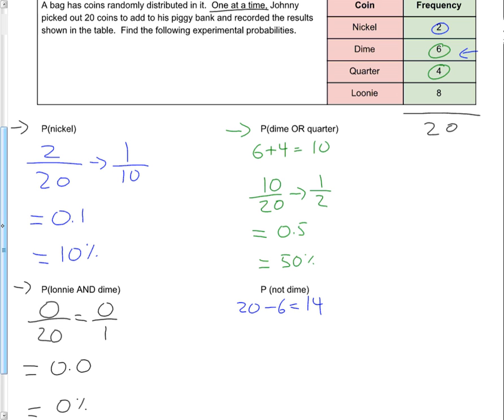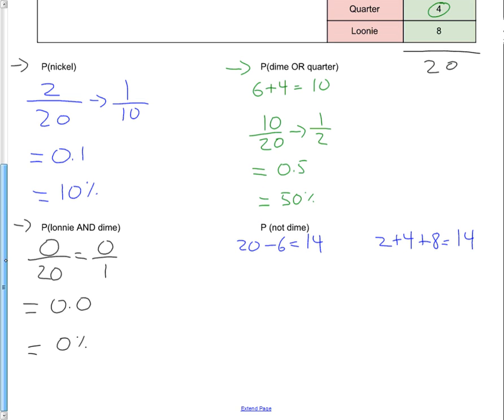We could also look at this in a more direct way. We can add up the other options. So I know he pulls out 2 nickels plus 4 quarters plus 8 loonies, and that should also give me a result of 14. So whether you subtract the number of dimes or you add up the number of nickels, quarters, and loonie pulls, you will still get 14 out of 20.